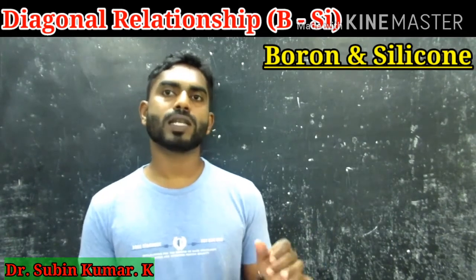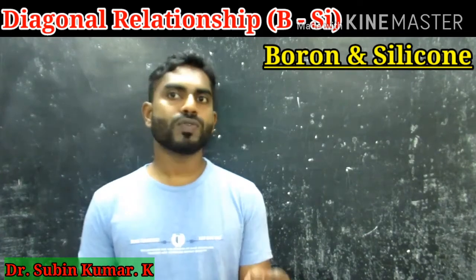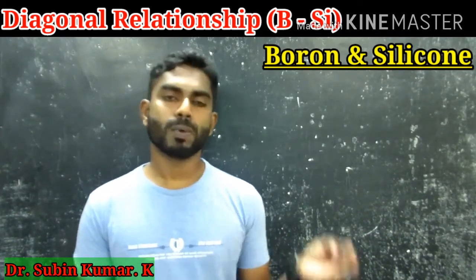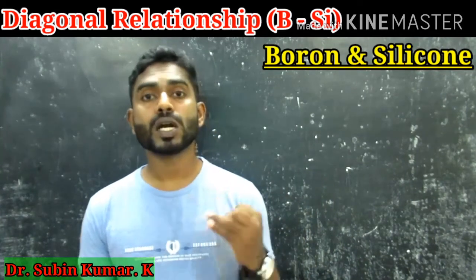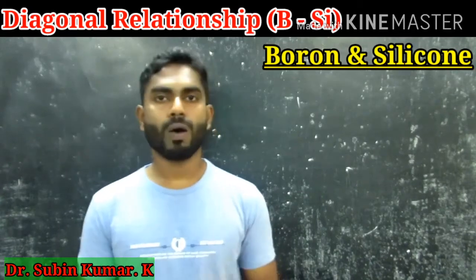Both boron and silicon do not form cations. Cation means positive ions. Both form covalent compounds like hydrides, halides and oxides.